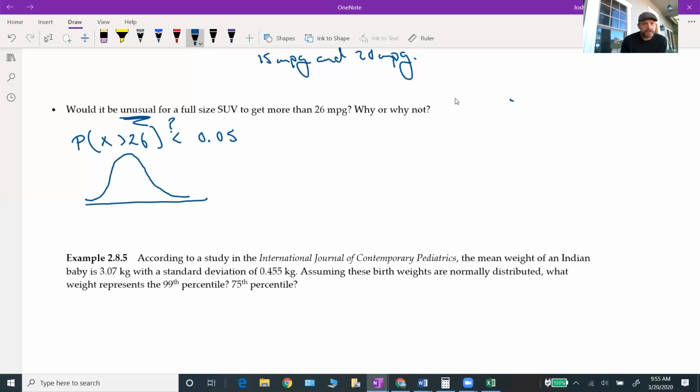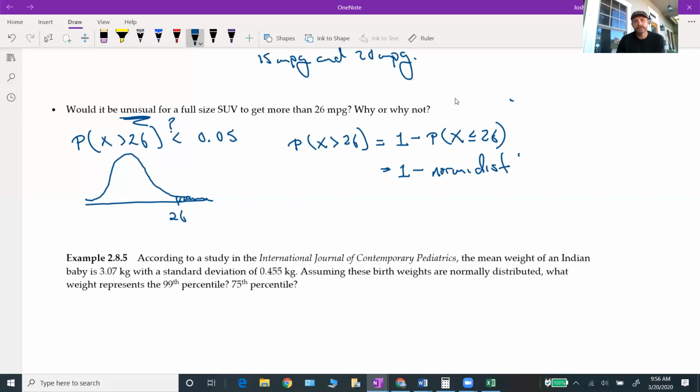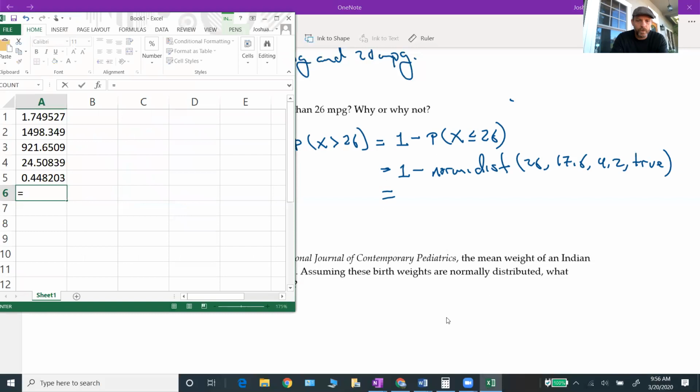Well, let's sketch this out, okay? So again, right, I've got 26 way out here, and I want this area to the right. So my probability that X is greater than 26 is going to be 1 minus the probability that X is less than or equal to 26, which is 1 minus, and now we go to our Excel function, norm dist, and then we have 26, 17.6, 4.2, and again, true, meaning give us all that area. All right, and we just type it in as it shows. 1 minus norm dist 26, 17.6, 4.2, and true.